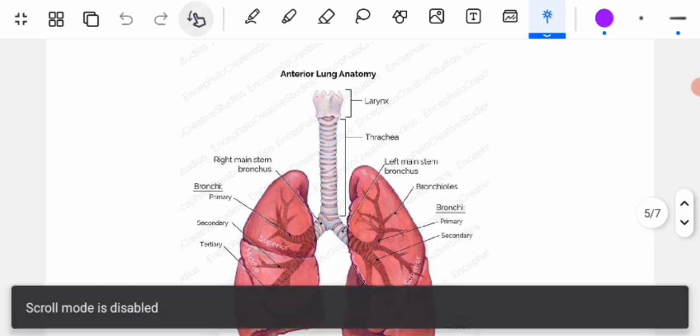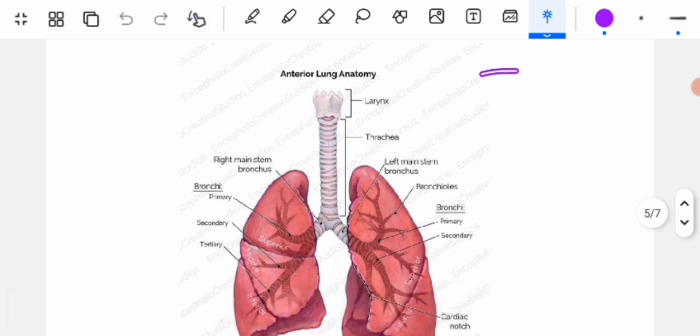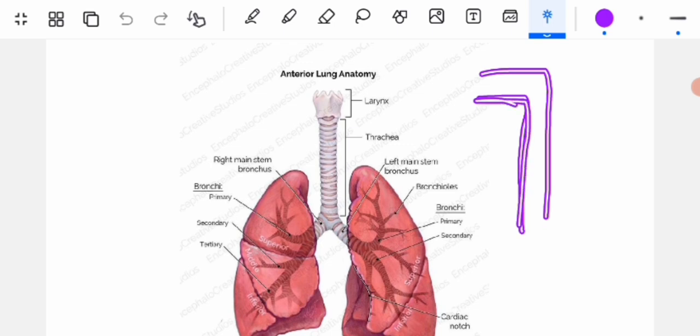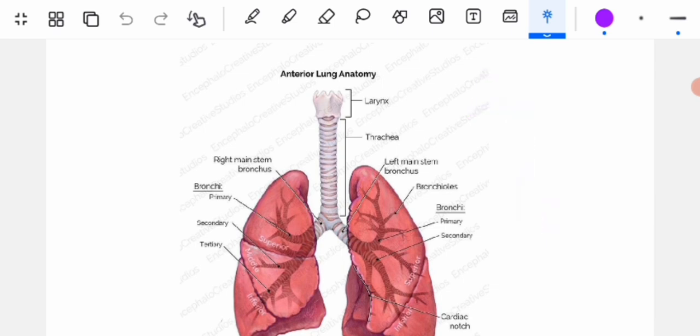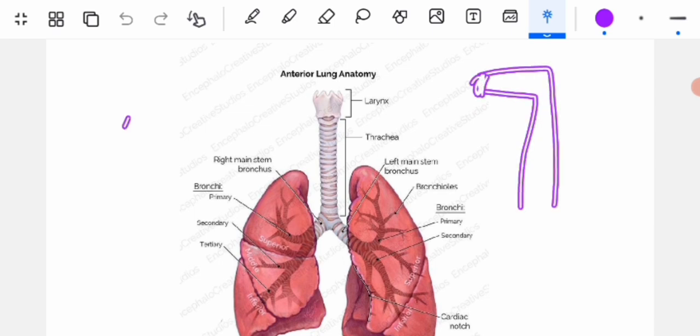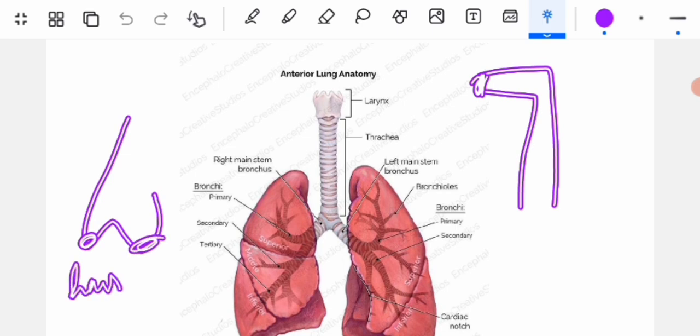And then you see here, this is the lung anatomy we are studying right now. This is the external nostrils. When you see the external nostrils, they look something like this. Here there is mucus and also hair, hair and mucus.